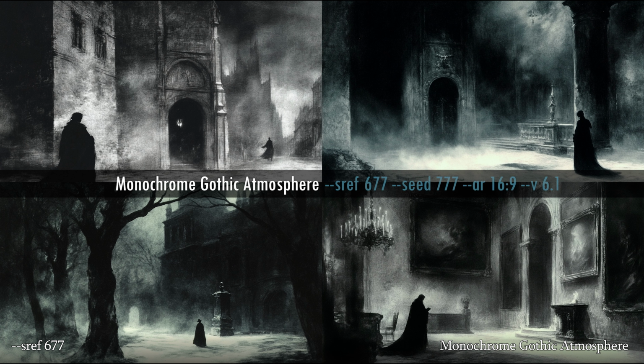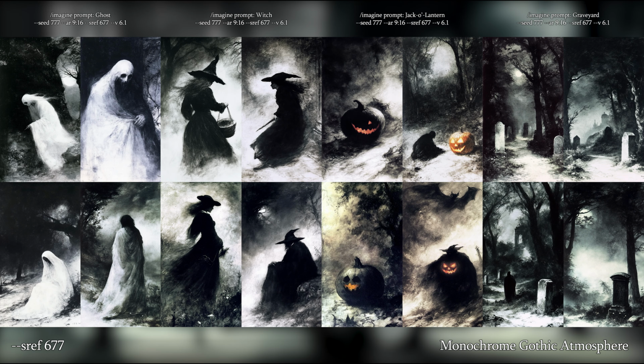677. Monochrome Gothic Atmosphere. Again Gothic, very atmospheric, looks like a charcoal sketch. Not a classic Halloween look, kind of mysterious, fuzzy and misty. It doesn't look horrific, but it's not a fun style either.